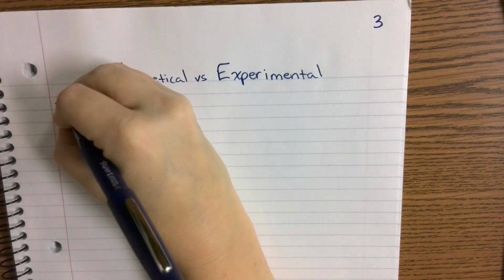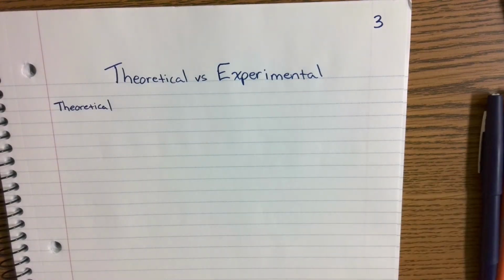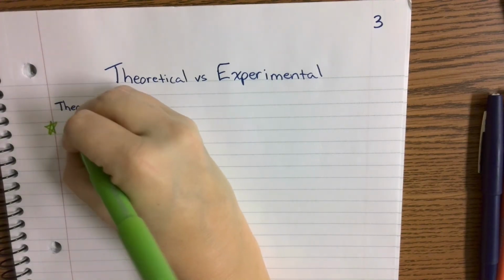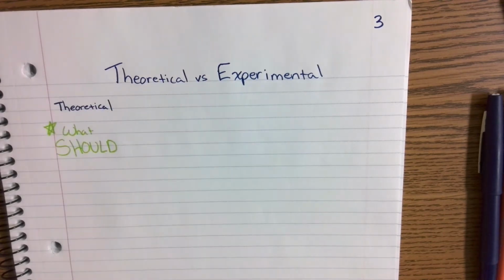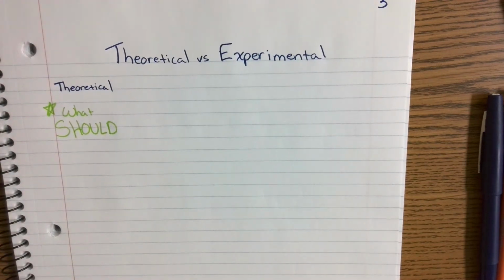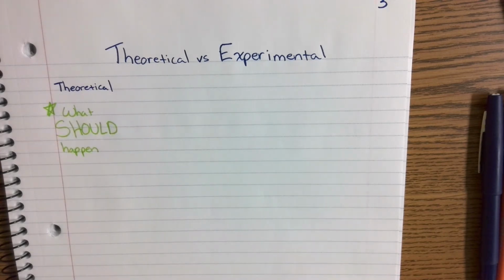So with theoretical probability, we like to go ahead and label that as the probability of what should happen. It's what should happen. Doesn't always happen. So if I give you a coin, theoretically, when you flip the coin, it should land on heads half the time, and it should land on tails half the time. But that's not usually what happens. Okay, that's not always what happens. Maybe I might flip the coin 10 times, and it might land on heads 8 and tails 2.